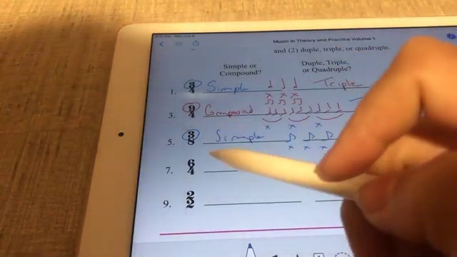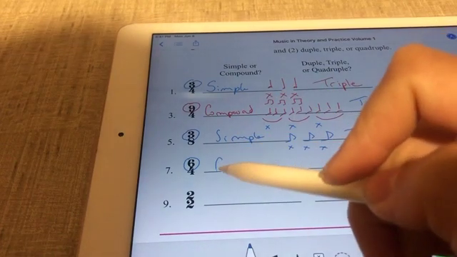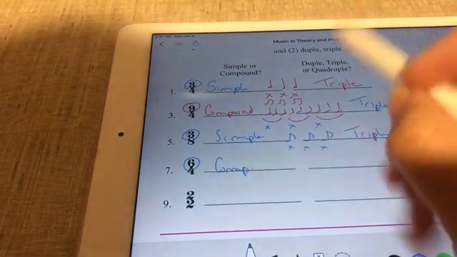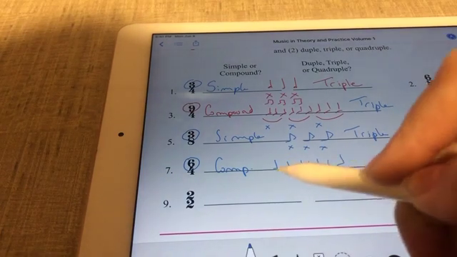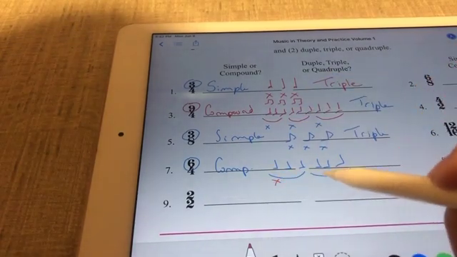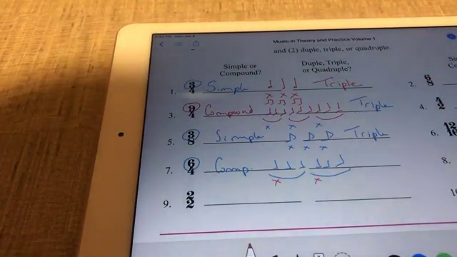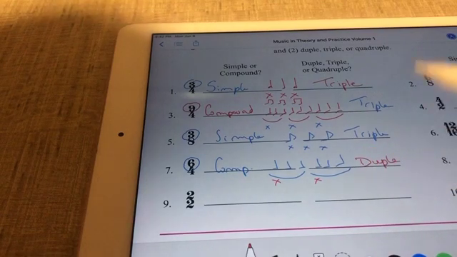6/4. 6 is bigger than 4. Therefore it is compound. So here I have 6 quarter notes in a measure that I'm going to divide in groups of 3. The first of each takes the pulse. Therefore, I have 2 pulses, so duple.